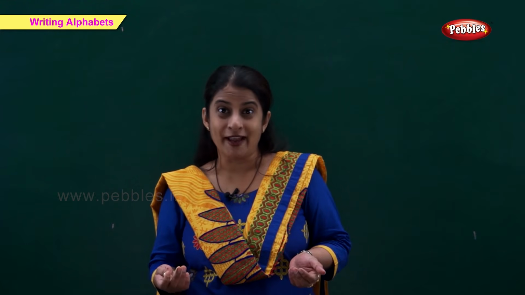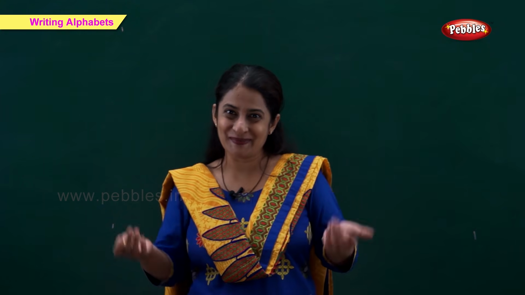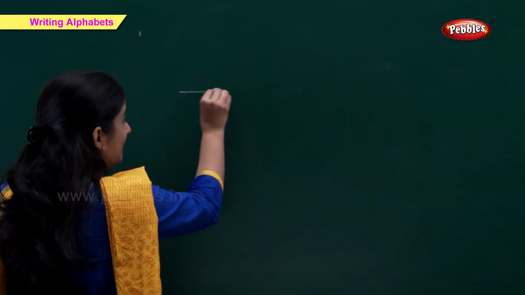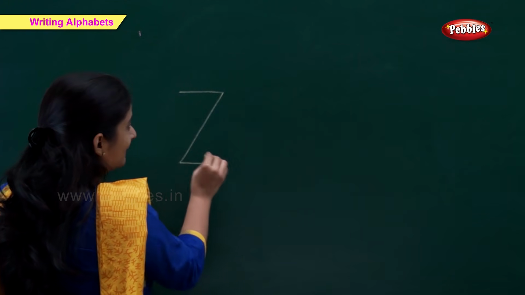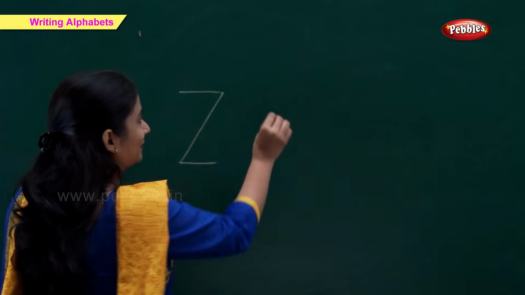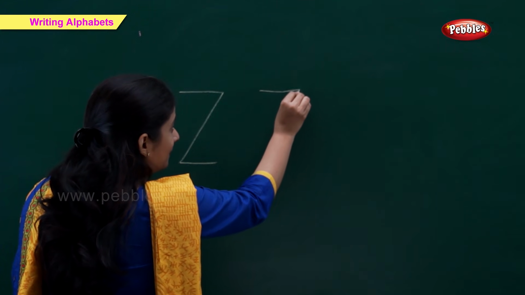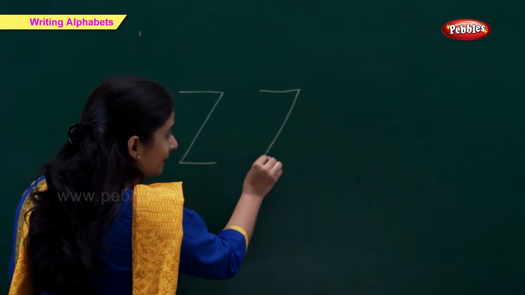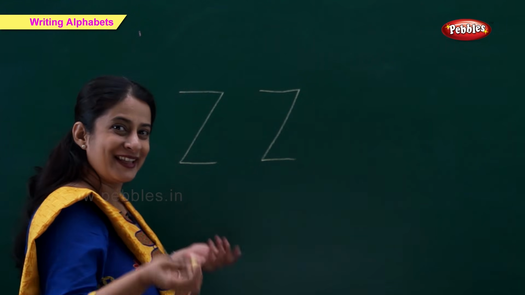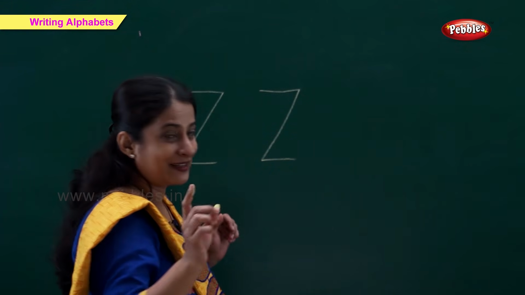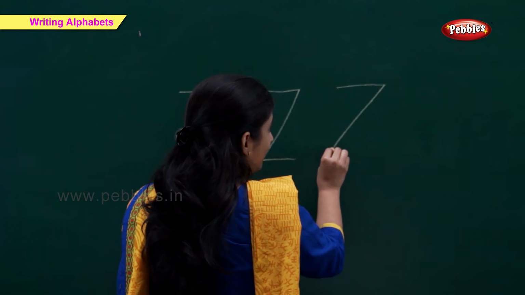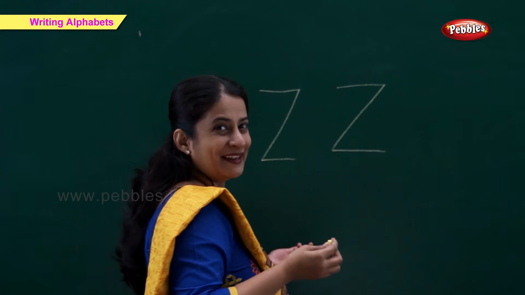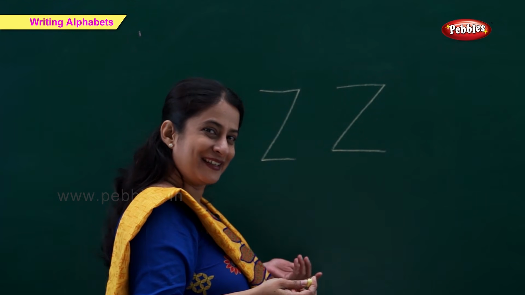And now we are going to write Z. You are right, Z for zebra. Sleeping line, cross line, another sleeping line makes Z. Small z. Again, sleeping line, cross line, another sleeping line makes Z, small z.